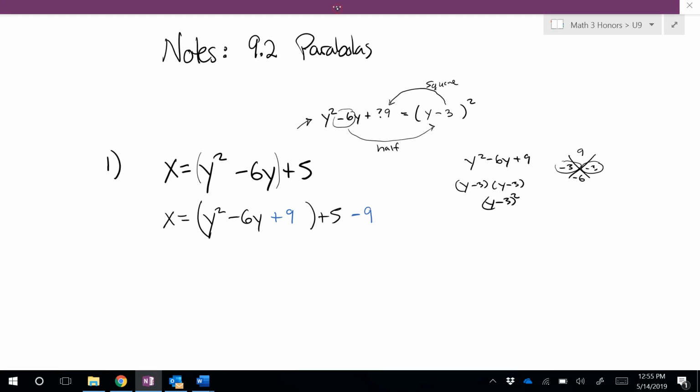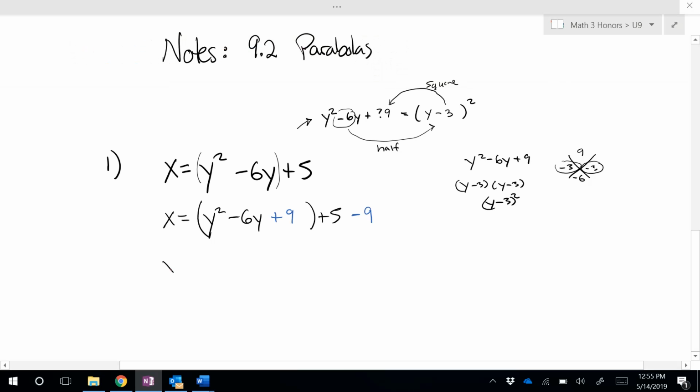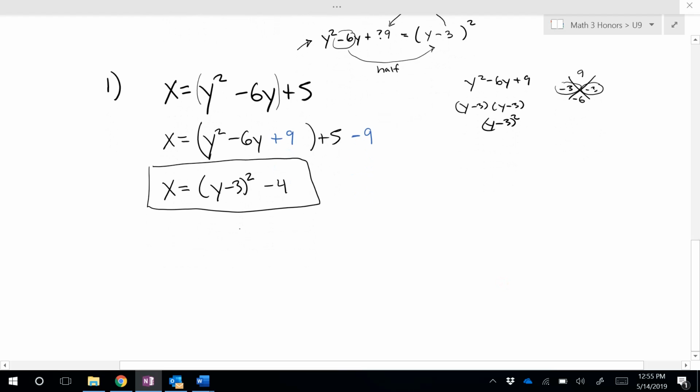Okay. So then, after that, we can factor. This becomes y minus 3 squared, and then we're left with -4. And so this is the form that we need it in order to talk about the graph. Okay. So from there, which way is this going to open? If it starts with x equals, it's going to go either left or right. It's going to be along the x-axis. And a is positive, so it opens to the right. Okay.